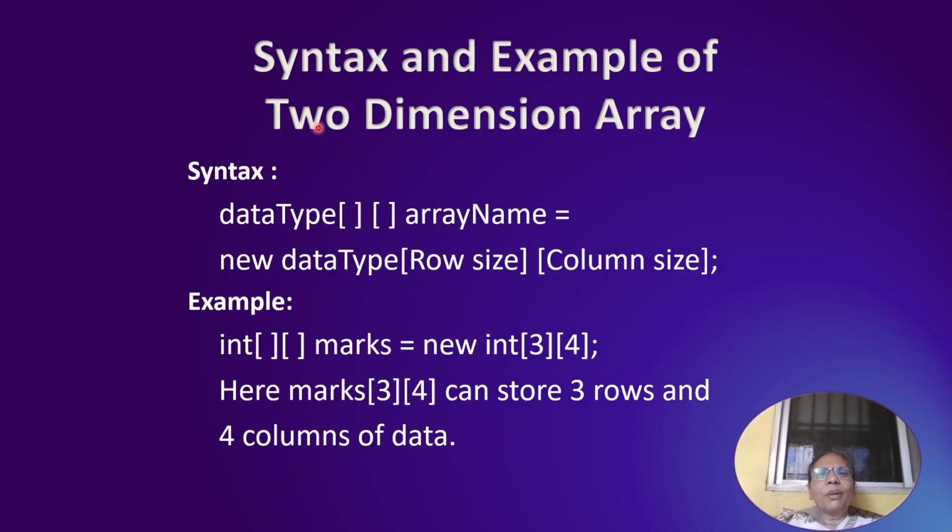The syntax of double dimension array is the data type. It could be integer, float, string, boolean, etc. So the data type, and then we have the two pair of square brackets with the array name is equal to new data type, row size, and column size. For instance, we are having marks as a double dimension array and it is of integer type. So here it is int pair of square brackets marks is equals to new int 3, 4. So 3 is the row size and 4 is the column size.